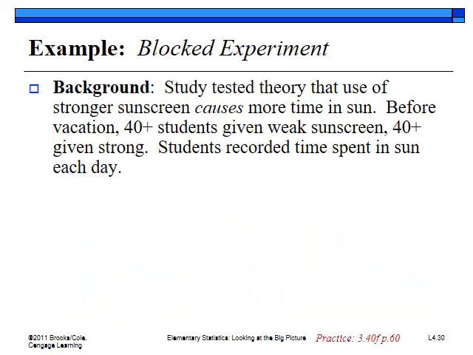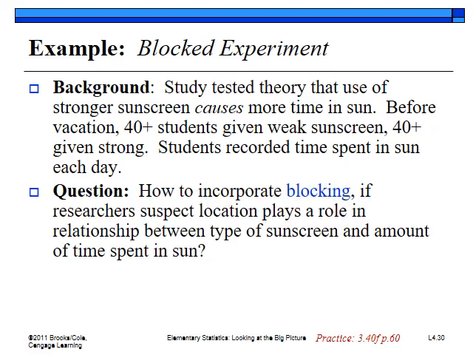Let's look at an example of blocking. A study tested the theory that use of stronger sunscreen causes people to spend more time in the sun. So, before a vacation, a group of at least 40 students were given a weak sunscreen and at least 40 students were given a strong sunscreen. Then students recorded how much time they spent in the sun each day. How can we incorporate blocking in this situation if the researchers think the location of the vacation plays a role in the relationship between type of sunscreen and the amount of time spent in sun?